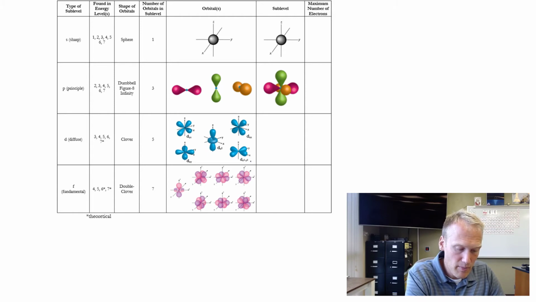S sublevels have 1 orbital, which will hold 2 electrons. P sublevels will have 3 orbitals, 1, 2, 3 shapes, and therefore can hold 6. D sublevels can hold 5 orbitals, 1, 2, 3, 4, 5, 2 in each gives us 10. And then F sublevels have 7 orbitals, which means they can hold 14 electrons.